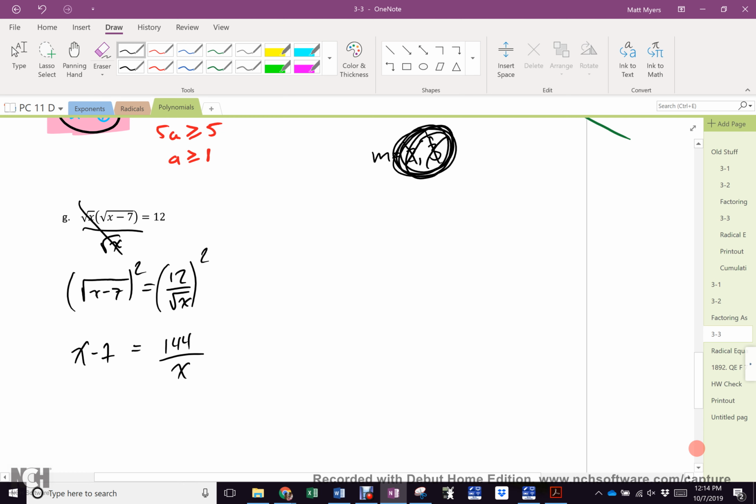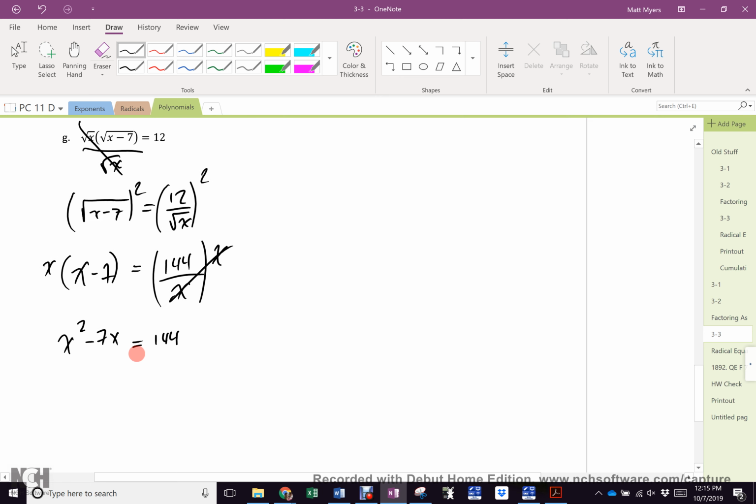Is it scary anymore? Does this x bother us? How do I get rid of divided by x? Multiply by x. What happens to that x and that x? Gone. 144. What do I got to do to this side? Multiply by x to get what? 7x equals 144, right? Can I do that question?